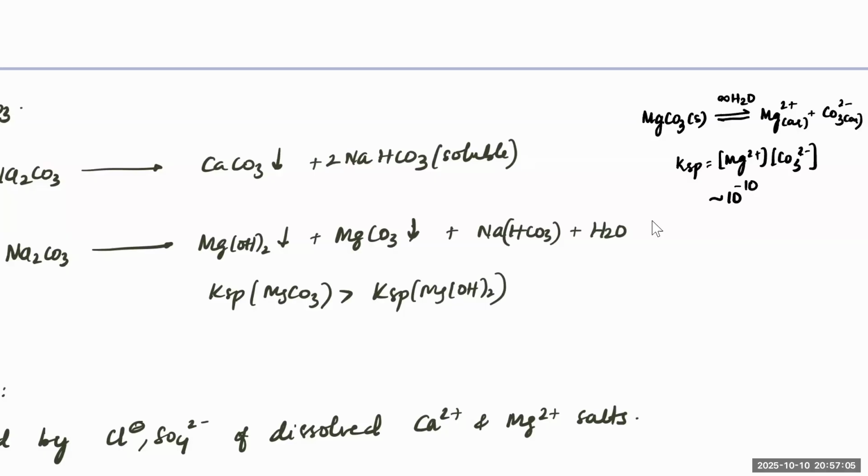Now, if you notice Mg(OH)2 versus MgCO3, the Ksp value of MgCO3 is slightly more than the Ksp value of Mg(OH)2. What does that mean? Given the chance, out of these two, which one has more ability to precipitate? The one with the lower Ksp value. Remember, whichever has the lower Ksp value has more chance to get precipitated.